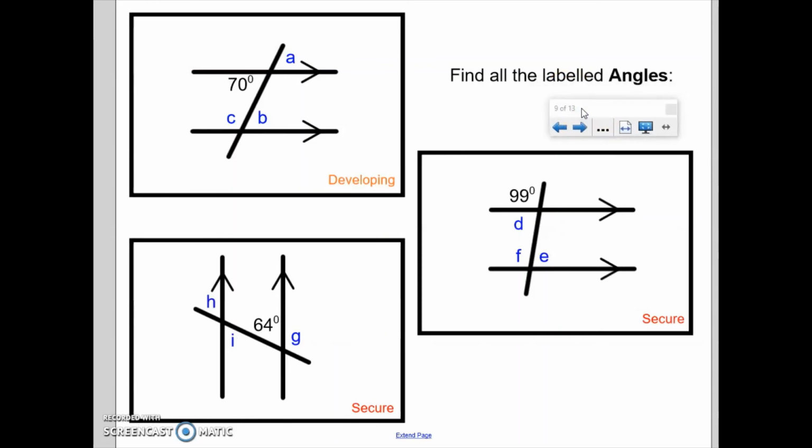Okay, welcome back. The first task I would like you to have a go at is on the screen. Again, you have the ability to pause the video for as long as you need. For each angle that is labeled, could you work out the value of the angle and also tell me how you worked it out? So you might give me a justification of alternate angles, corresponding angles, angles on a straight line, however you came up with your answer.